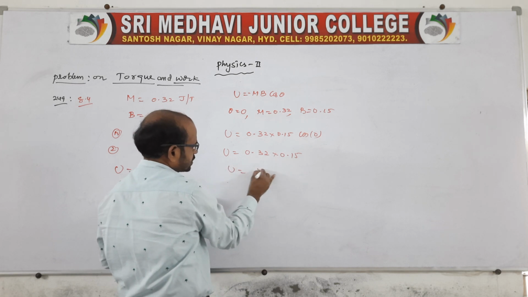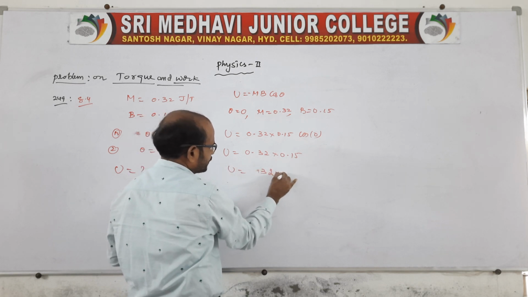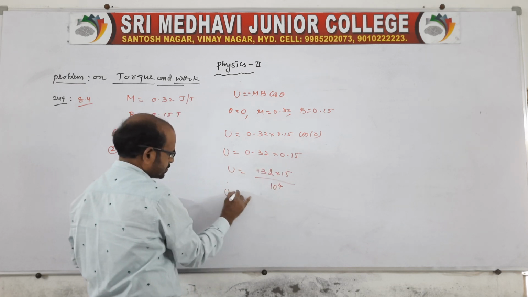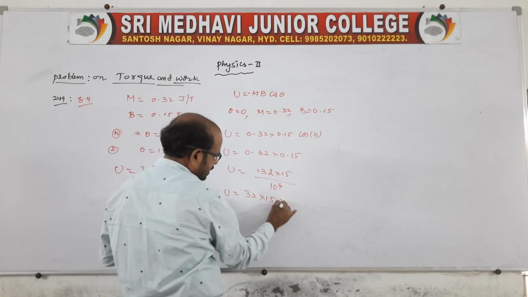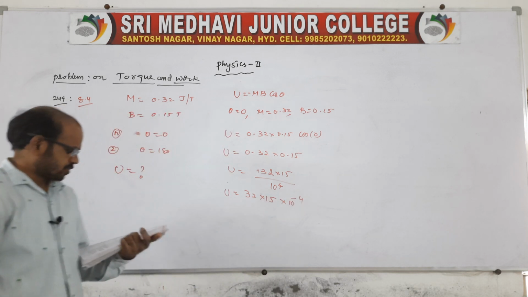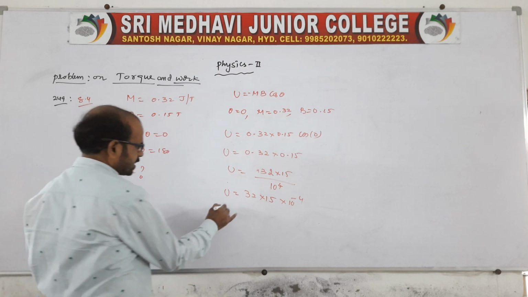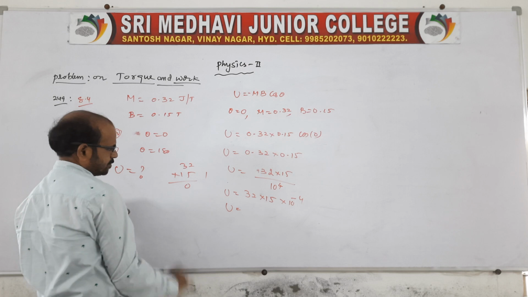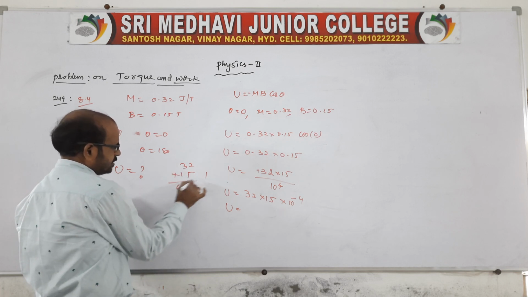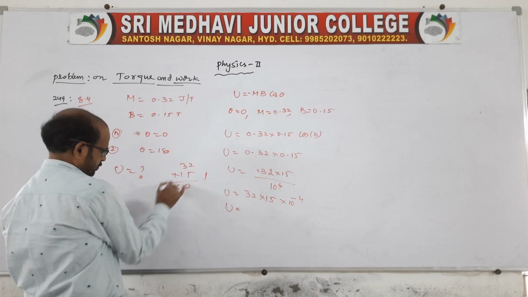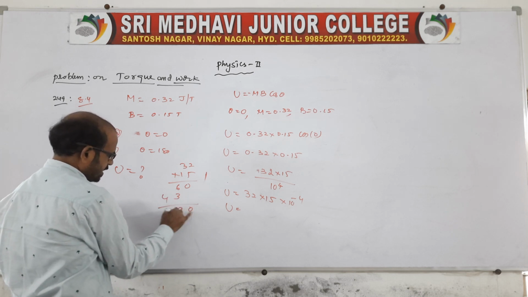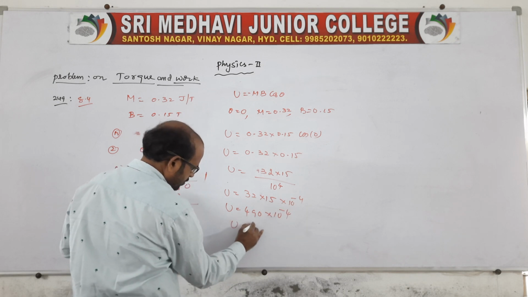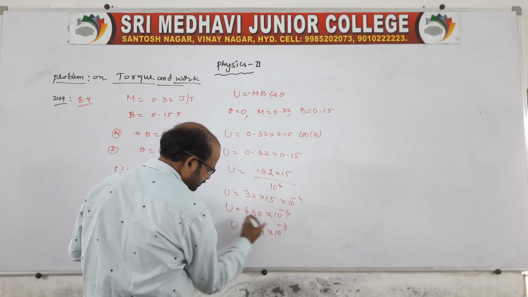So U is equal to 32 into 15 by 100 into 100, that is 10 power 4, so 32 into 15 into 10 power minus 4. Simplifying this, approximately we get 480 into 10 power minus 4, which is maybe 48 into 10 power minus 3 joule.